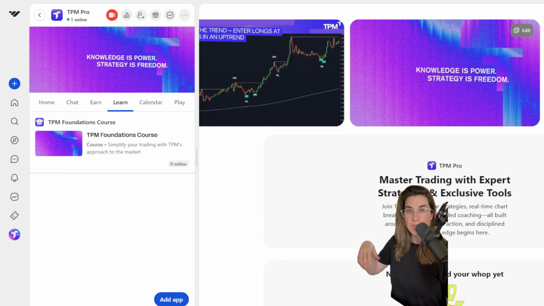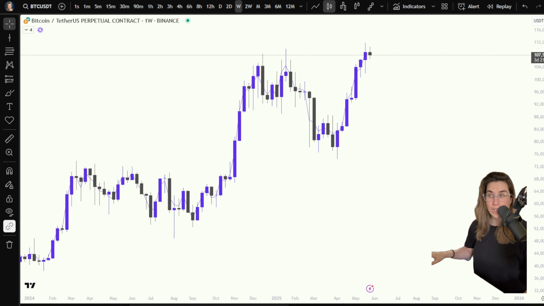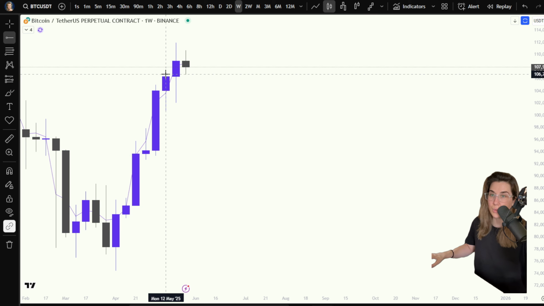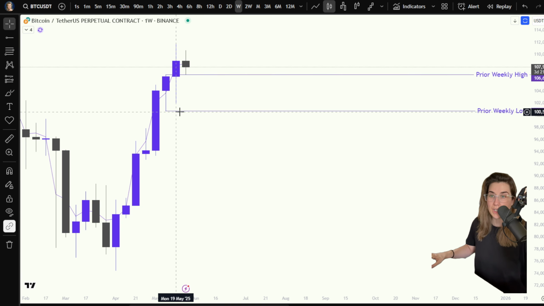Hey guys, I'm just going to be breaking down the strategy that Aaron and I are teaching in the WAP. So we're going to be looking at Bitcoin today, and I'm just going to mark up a few things before we get into the actual breakdown. I'm going to be looking at this candle's prior weekly high, and I've also marked up the prior weekly low of that candle. So that is our range.